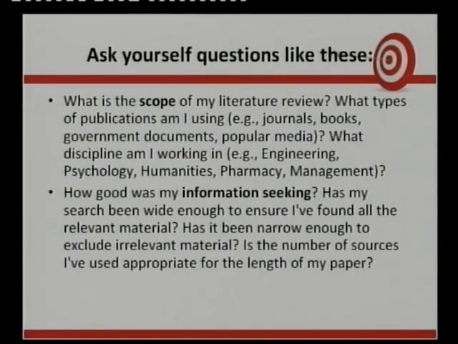Another important one is: what is the scope of my literature review? How far can I widen my horizon to discuss all these things? That also is what I have to ask myself. And how good was my information seeking? While I was reading the entire review, how well have I done my work? That also is very, very important. If I have failed in seeking the right kind of information, then perhaps I may not lead to what I exactly wanted to do.